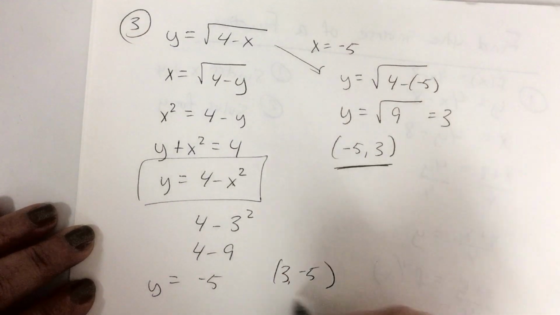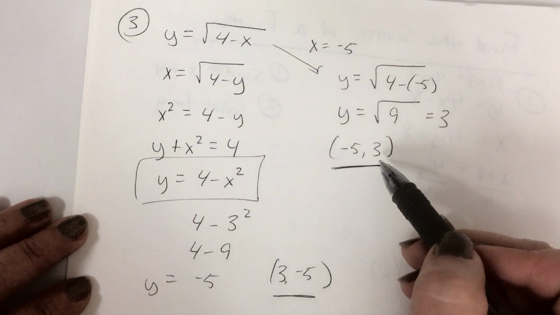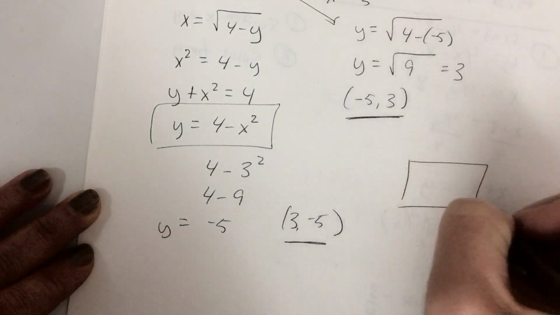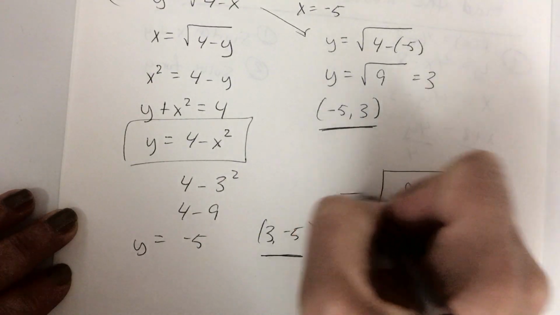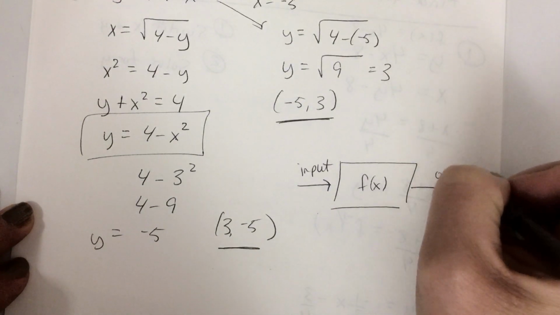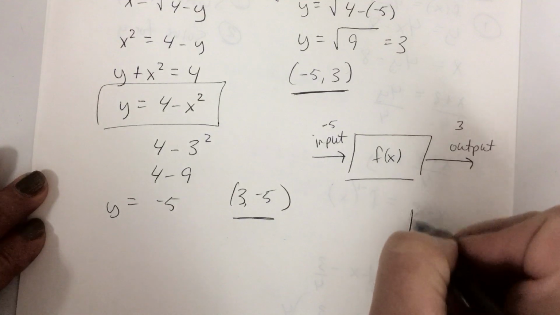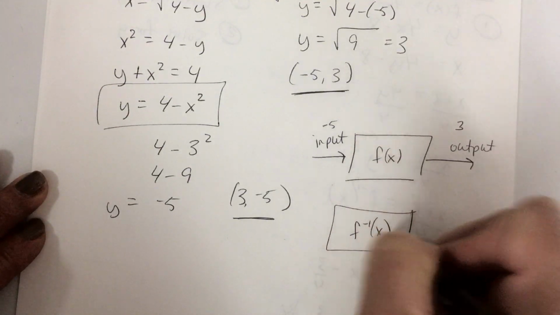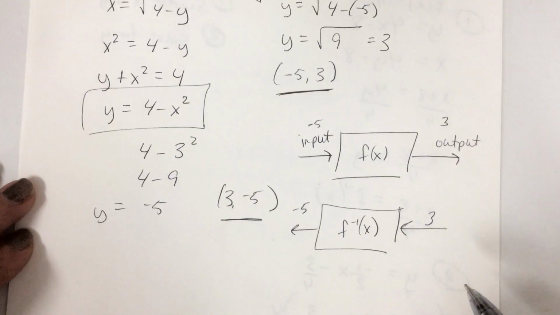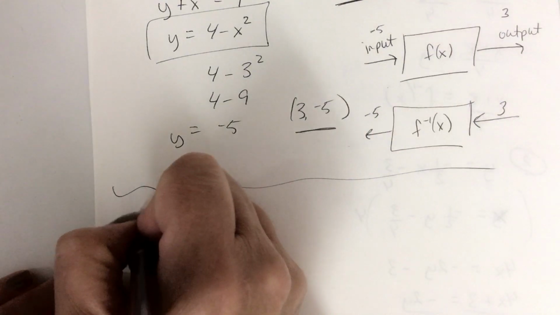So this is why we start by switching our x and y. That's exactly what the inverse does. If one function has the point negative 5, 3 on it, the other function has the point 3, negative 5 on it. It's sort of like if you learned functions as an input-output. So you input a number and you get an output. So in this case, we inputted negative 5 and we got 3. The inverse function is just when you go the other way. So we input 3 and it will give us negative 5. It just undoes the function. Okay? So let's do one with a fraction.